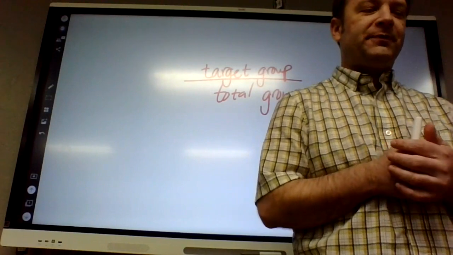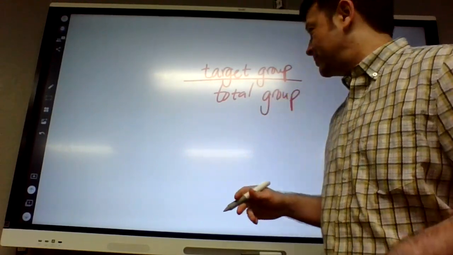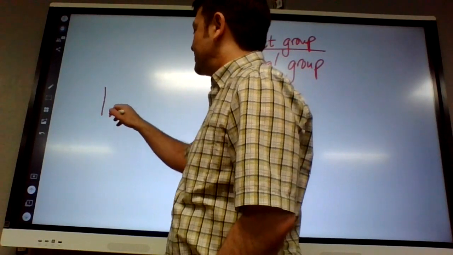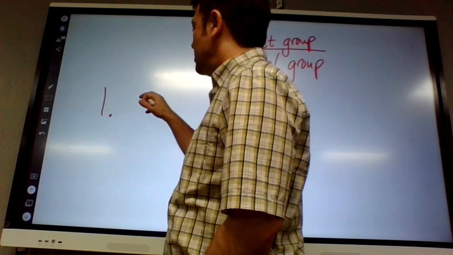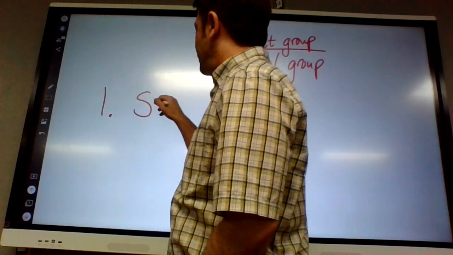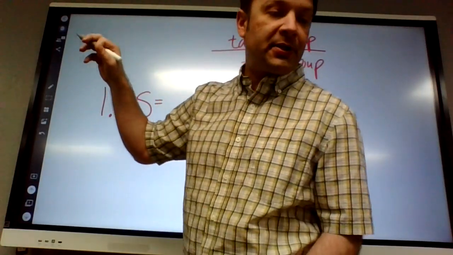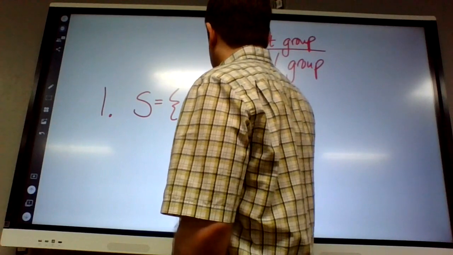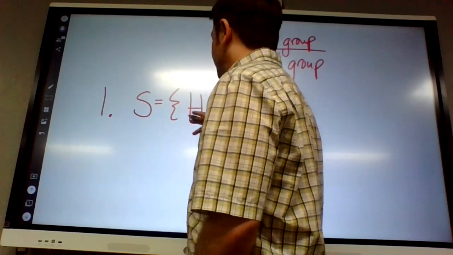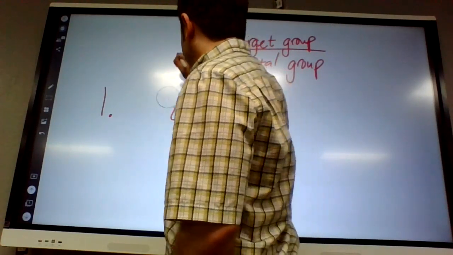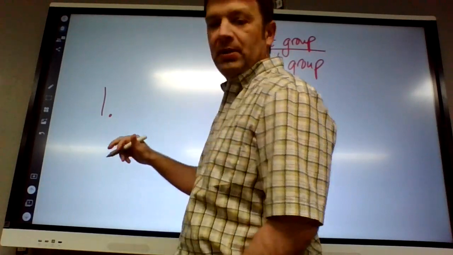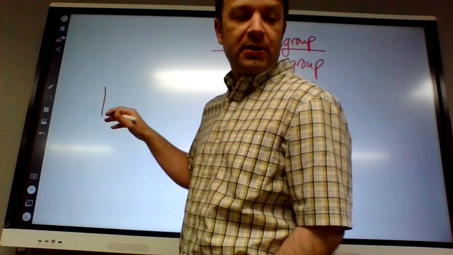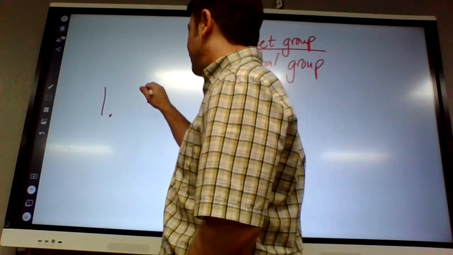Number 1, a quarter is flipped. What are the probabilities if a quarter is flipped? 50-50. No, like what are the possible outcomes? Heads or tails. The book put something like S equals and then braces, heads, comma, tails. I'm not going to do the S equals. We'll just say heads or tails. And that's what they call the sample space.